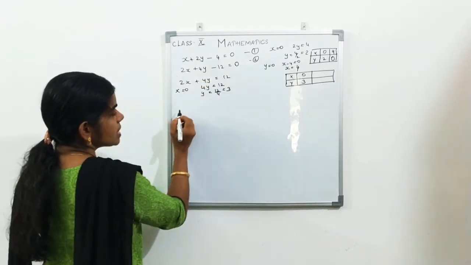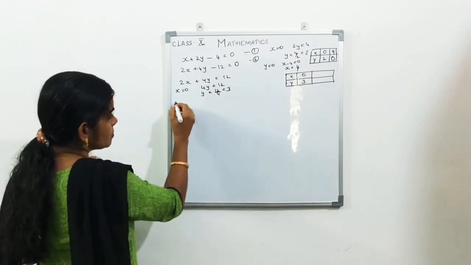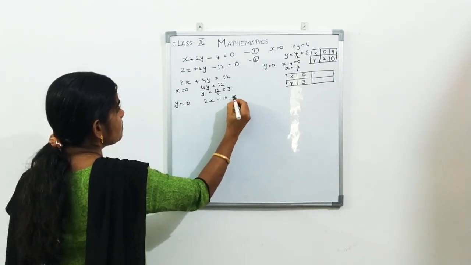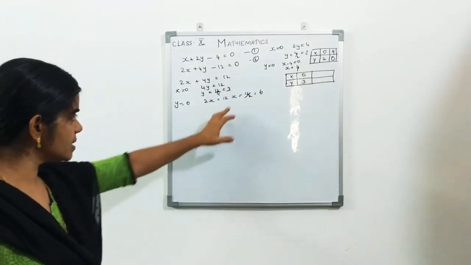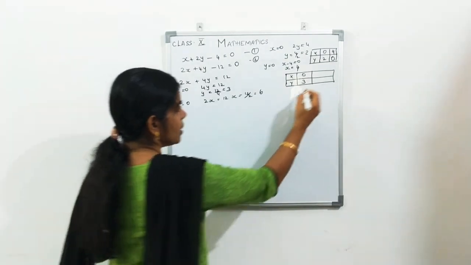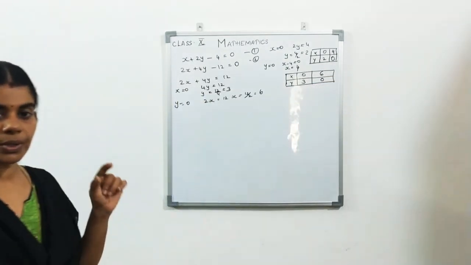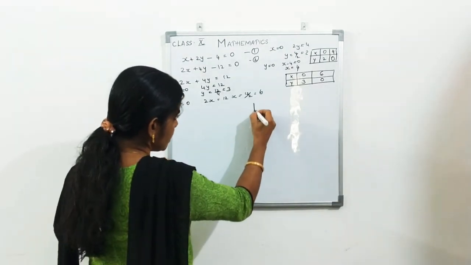Next, I am giving y is equal to 0. Therefore, 4y fully becomes 0. Then 2x is equal to 12. x is equal to 12 by 2, that's equal to 6. When x is equal to 6, y will be 0. Then for both the linear equations you got 2 solutions. Now you can draw this in a graph.